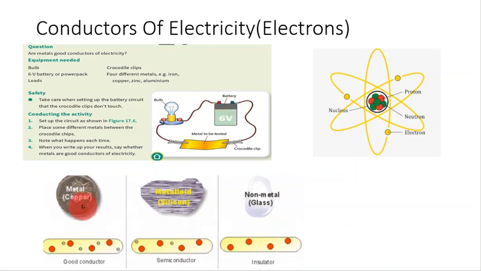So copper, for example, is a good conductor. That means that copper allows electrons to easily flow through the material. So the electrons will literally flow through copper. That's why most of the electrical work that's done in your house uses copper wires. And the clips, these leads here, will be made out of copper.